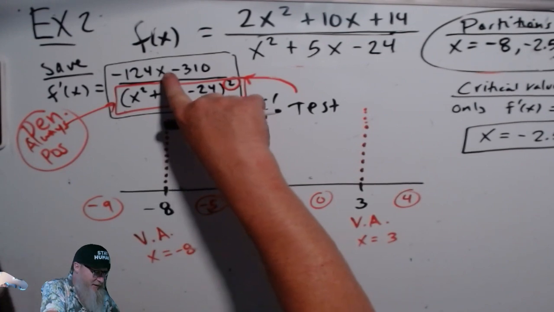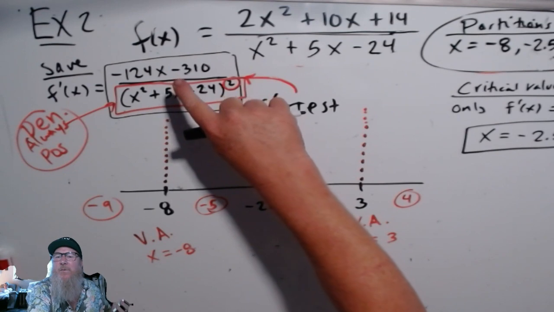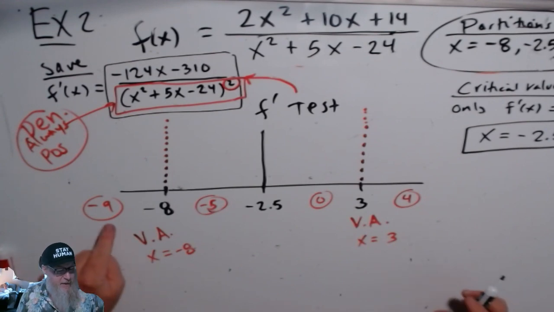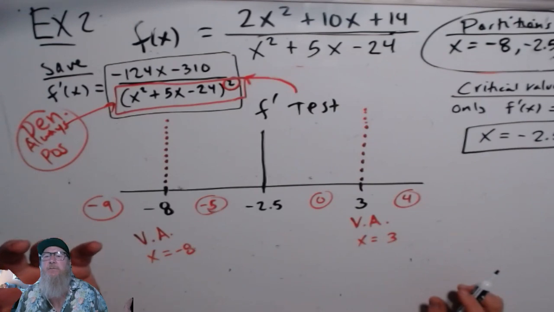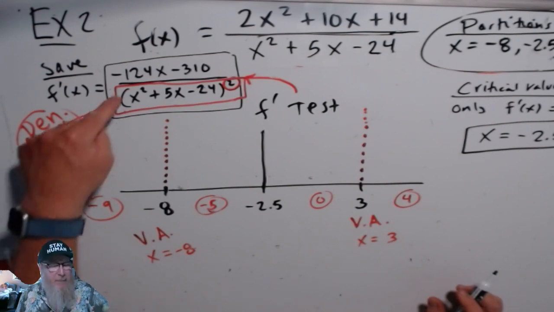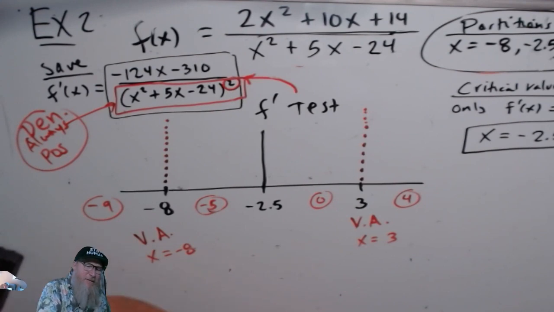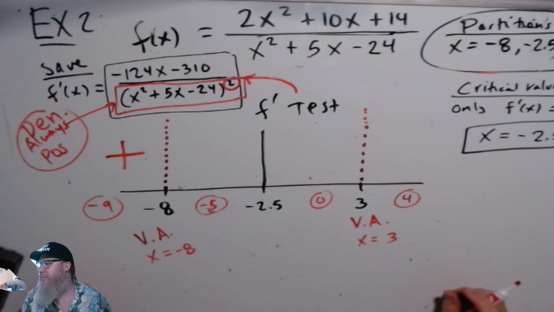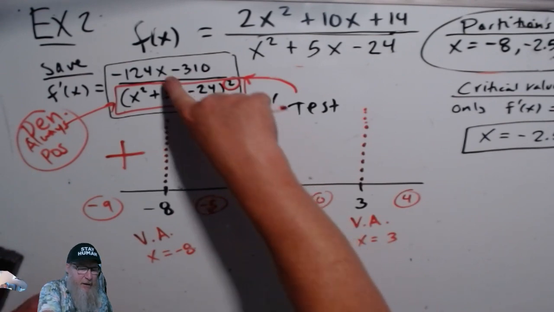All right, let's do it. Plug negative 9 in here. Now, you do only care about the sign, so if you're not sure, use a calculator. But let's see if we can get away without that. Negative 9 times negative 124. That's like 1,000. Yeah, it's over 1,000. Positive, right? Because negative times negative. And then you're subtracting 310. Well, if you have a number that's more than 1,000 and you subtract 310, it's still going to be positive.